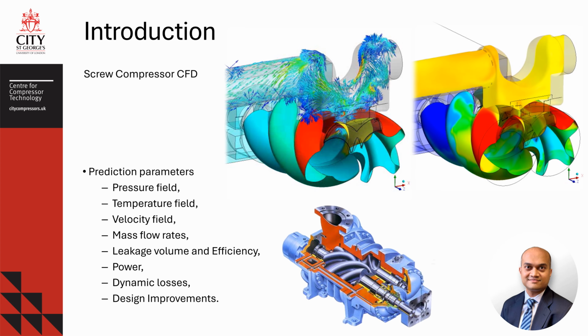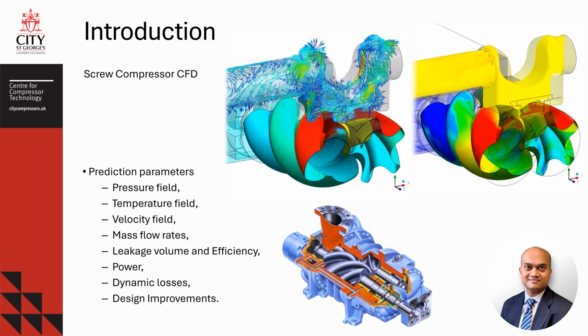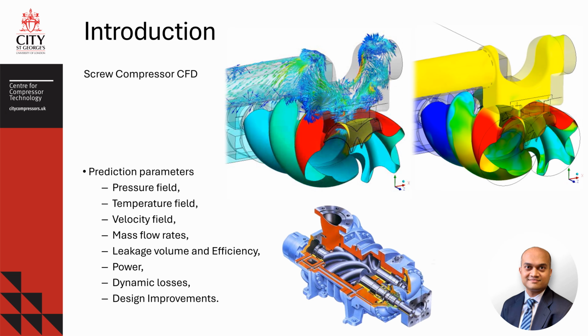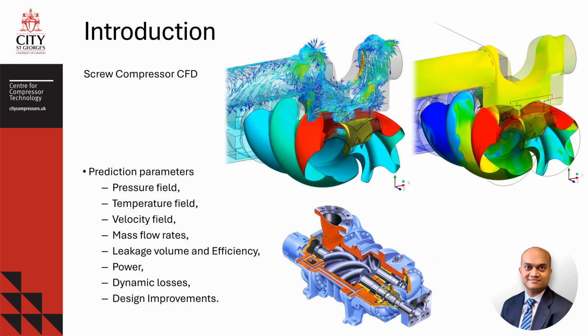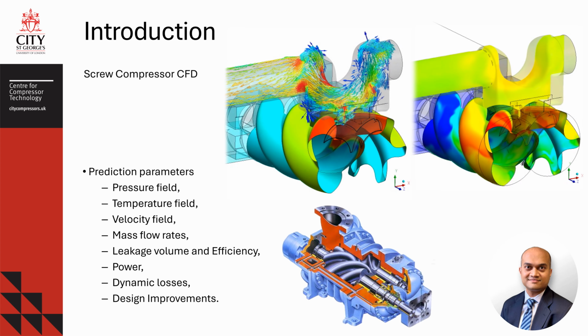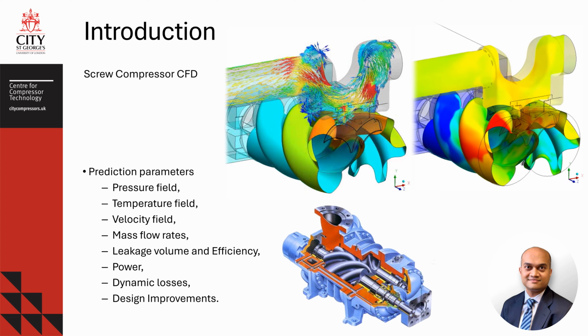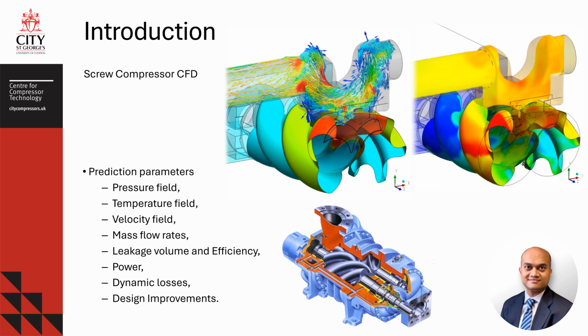The interest of a CFD model is in predicting parameters such as pressure field, temperature field, velocity magnitude and distribution, mass flow rates to the machine at various operating conditions, capturing leakage and estimating the efficiency. Also the power consumed during compression and other dynamic losses, which also can suggest design improvements.